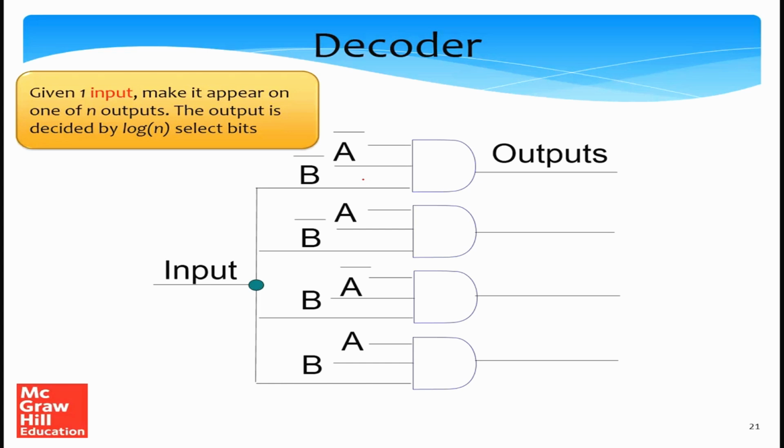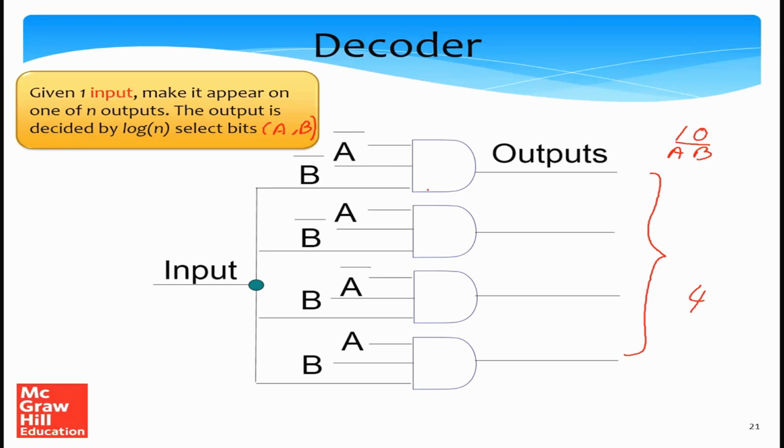What it means is that, given one input, let us make that input appear on one of the n outputs. So let's say we have one input, and in this case we have 4 outputs. We want to make this input appear on any of the 4 outputs based on the values of the select bits A and B. In this case, the select bits are A and B. Let us assume that the select bits are 1 and 0, which means that A is 1 and B is 0. So we want it to appear on the output that corresponds to 1, 0.